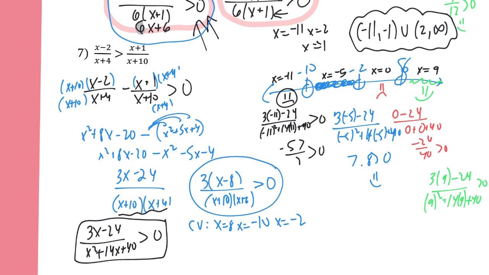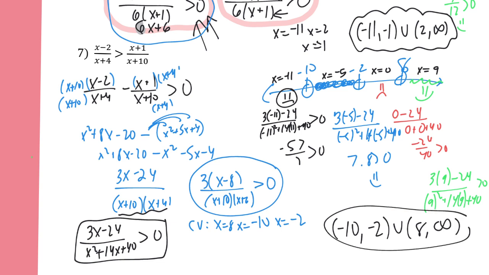Fill it in. So our regions for solutions would be all the values from -10 up to -2, unioned with 8 to infinity. There you go. Those are the solution sets that make this true.